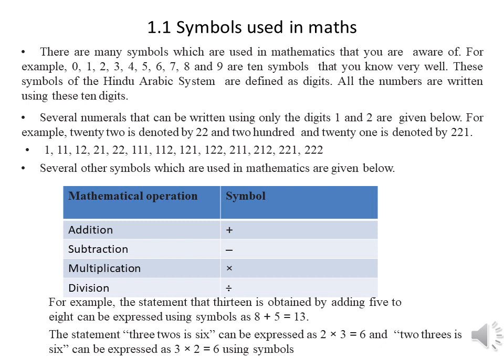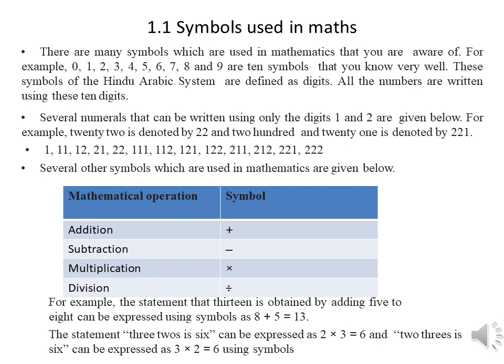Several other symbols which are used in mathematics are given below. You can see on the table mathematical operation and next column symbol. There are 4 mathematical operations: addition, subtraction, multiplication and division with their symbols.